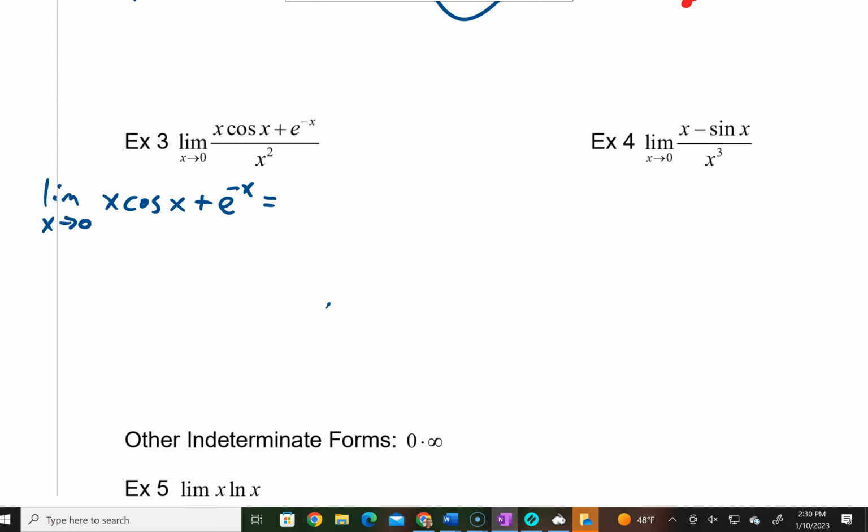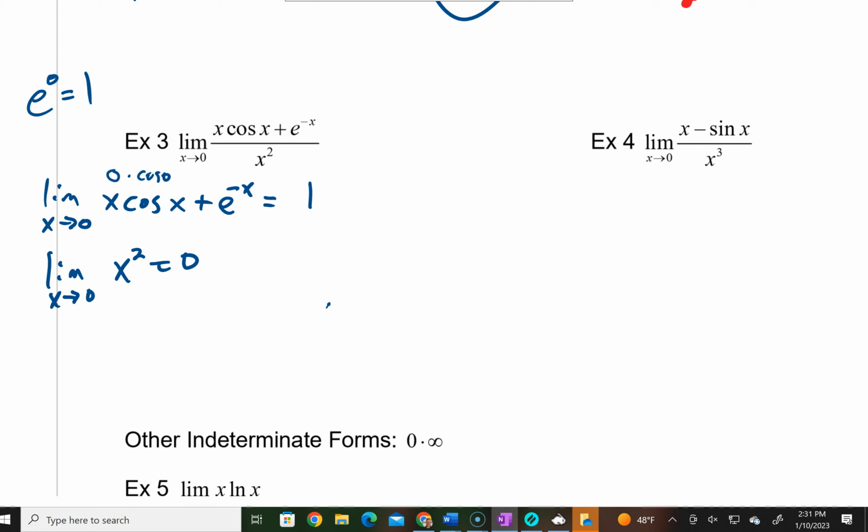What does this go to when you plug in 0? 1. Kids will say, what are you talking about? Well, look, 0 times the cosine of 0, that's 0 times 1. But what's e to the 0, guys? 1. L'Hopital's rule will not apply. Do you see what I'm saying? Don't get into a mindset of saying, well, it's a limit problem, so therefore I'm going to do L'Hopital's. No. L'Hopital's rule does not apply.